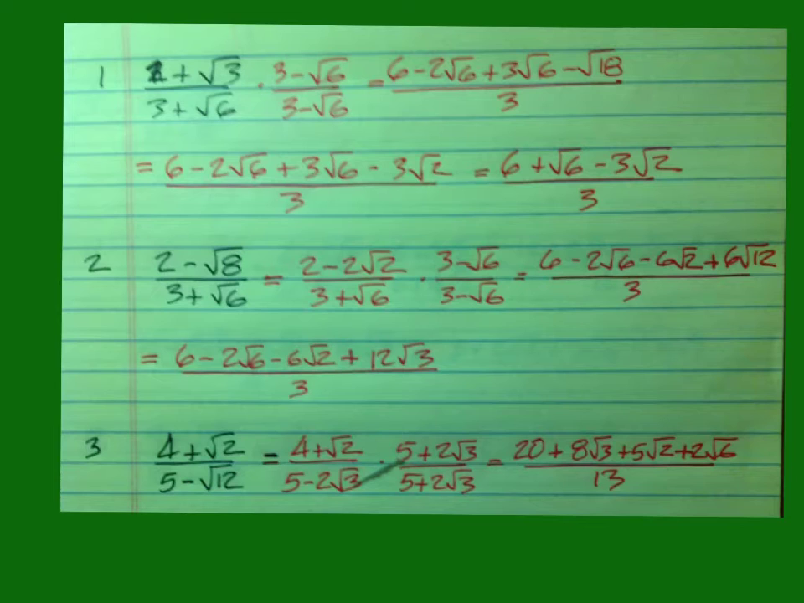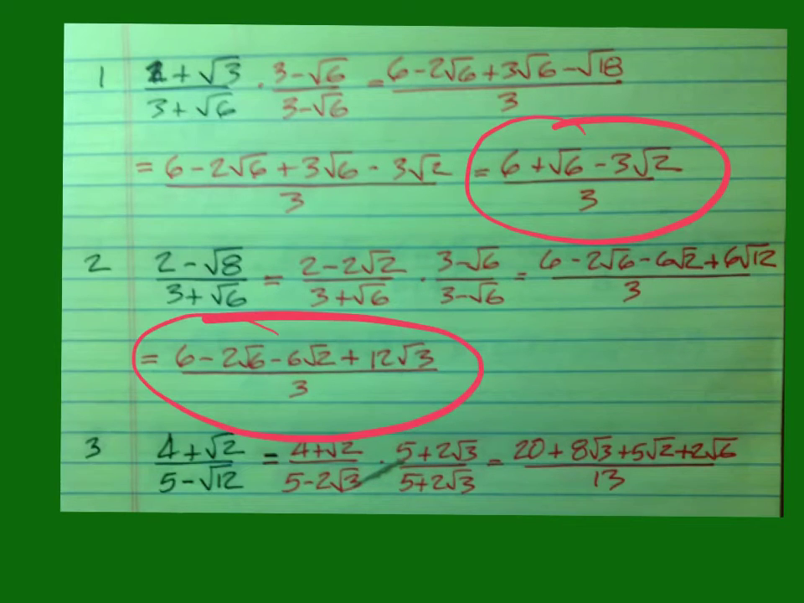Number 1 is 6 plus square root of 6 minus 3 square root of 2 over 3. And number 2 is 6 minus 2 square root of 6 minus 6 square root of 2 plus 12 square root of 3. And 3 is 20 plus 8 square root of 3 plus 5 square root of 2 plus 2 square root of 6 over 13.